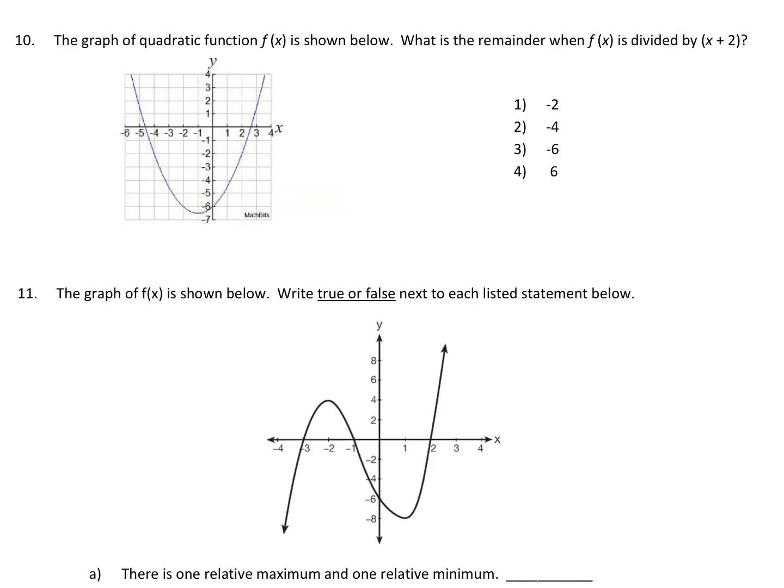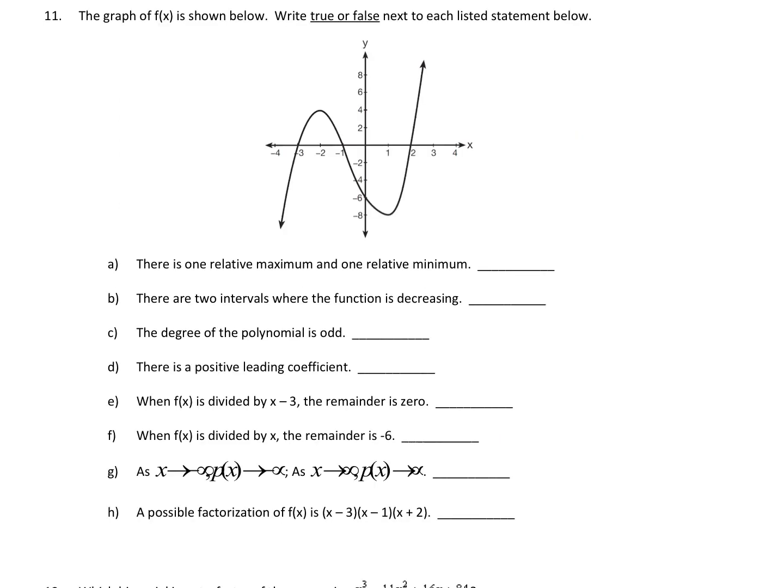Okay, so number 10, they want to know what is the remainder when f of x is divided by x plus 2. So if they're giving us a factor of x plus 2, we're concerned with what's going on at negative 2. We want to know the value of f of negative 2. Okay, so go to where negative 2 is on the x-axis and follow it down to the function, and we could see f of negative 2 is equal to, right here, negative 6. So choice 3.